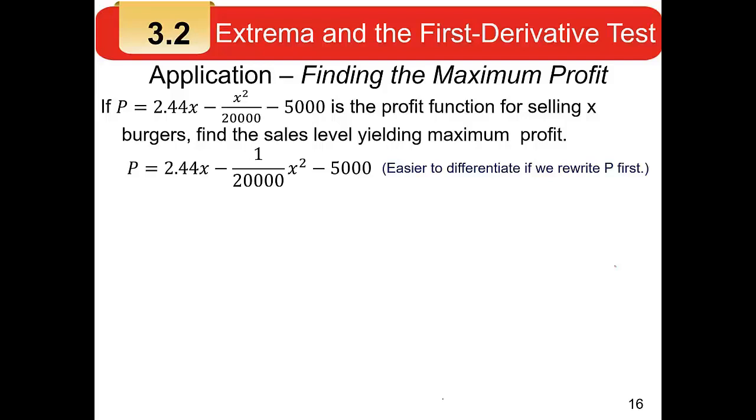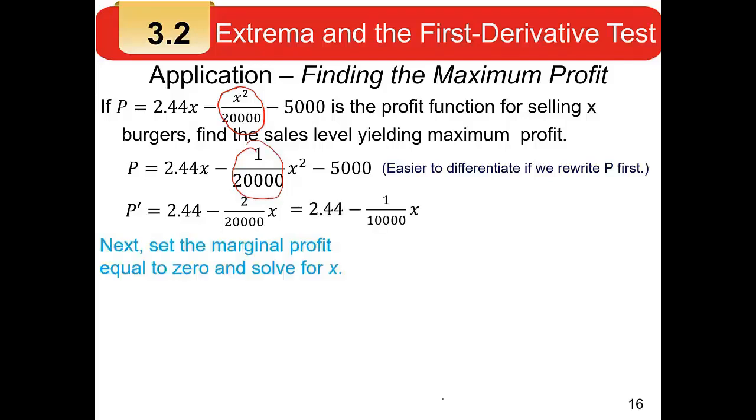That gives you the marginal profit. You're going to set that equal to 0, but it's easier to rewrite that middle term. Instead of dividing by 20,000, think of it as multiplying by 1 over 20,000. Dividing by 20,000 is the same as multiplying by its reciprocal. That's easier because now you can just use the power rule. So when you take the derivative, you'll get 2.44 minus 2 20,000ths x. And of course, 2 20,000ths is the same as 1 10,000th. And you want to set that equal to 0.